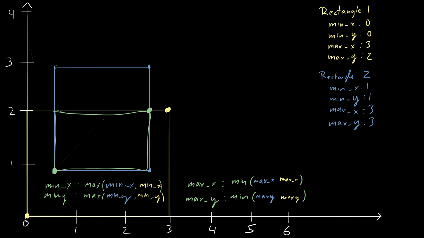Now, how do we get the area? Well, the area is pretty simple. Because you have your rectangle, it has a min x, min y, max x, max y. So basically what you're doing is you just calculate the area. And how do you calculate the area? The area is basically just max x minus min x times max y minus min y, right?